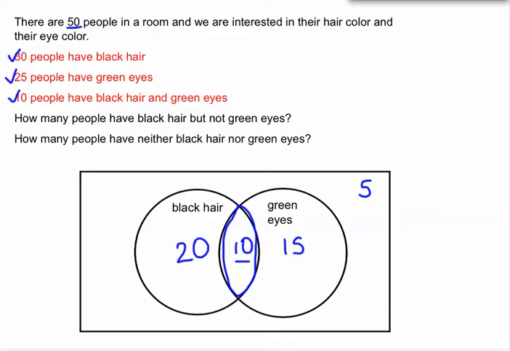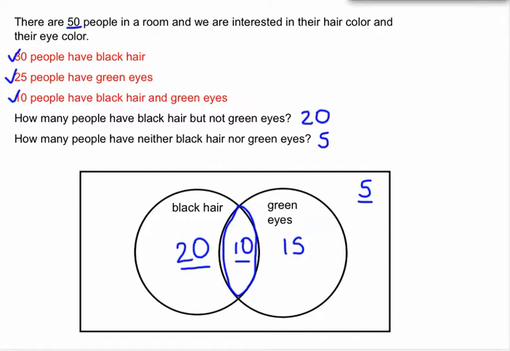How many people have black hair but not green eyes? So that's these people. They have black hair but they are not inside the green eye circle, so that's 20 people. You can see how easy it is to answer the question once I have the Venn diagram filled out correctly. How many people have neither black hair nor green eyes, so they're not inside either of the circles? That would be these 5 people. So that was a pretty straightforward problem.